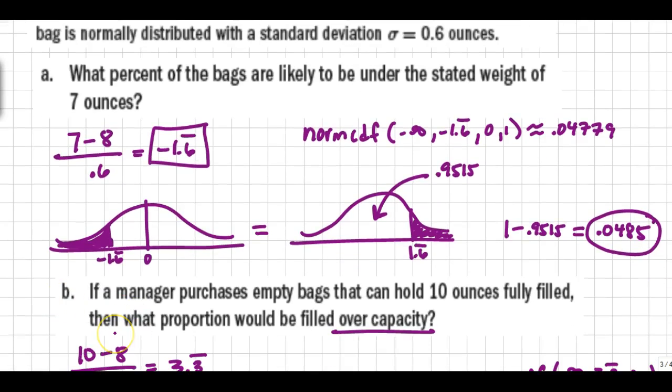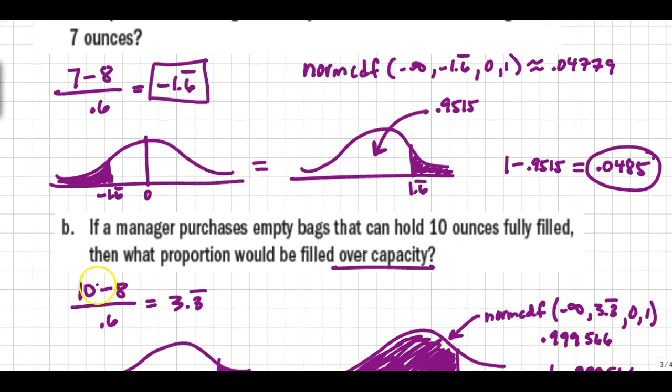Part B, if a manager purchases empty bags that can hold 10 ounces fully filled, then what proportion would be filled over the capacity? So that doesn't mean that they're necessarily filling them to 10 ounces altogether. On average, they're just wondering what would be the likelihood that that would happen. So we're going to convert the 10 to the z-score. So we do the same thing that we did with the 7, only now it's with a 10. And now we're going to get a positive number. We get 3.3 repeating. Or in improper fraction form, that would be 10/3. So that way we won't have to worry about the repeating decimal there.